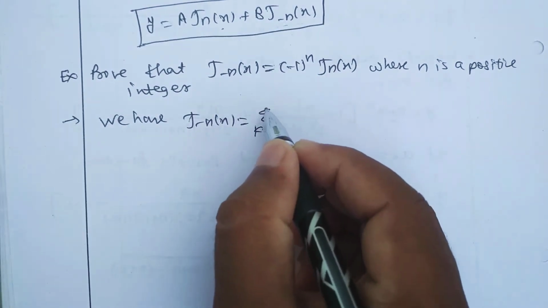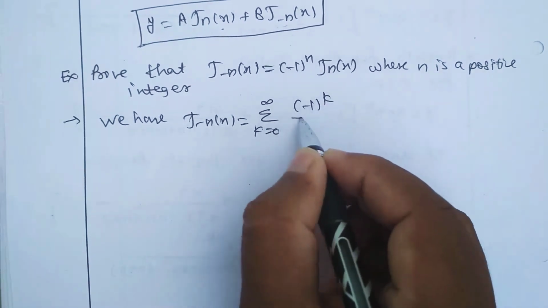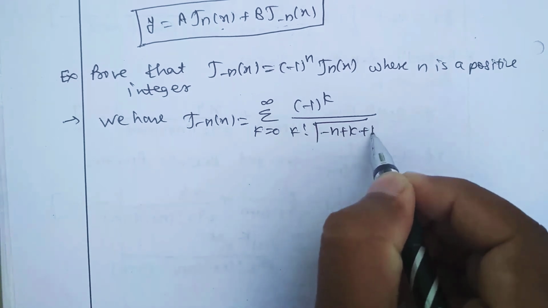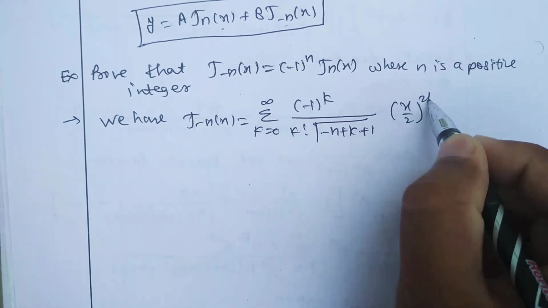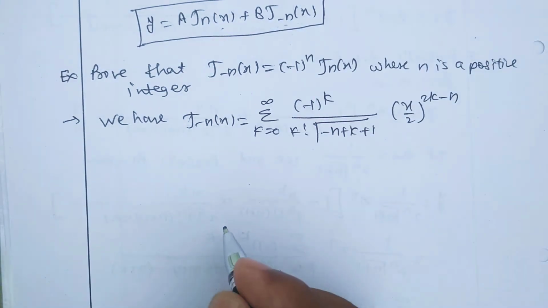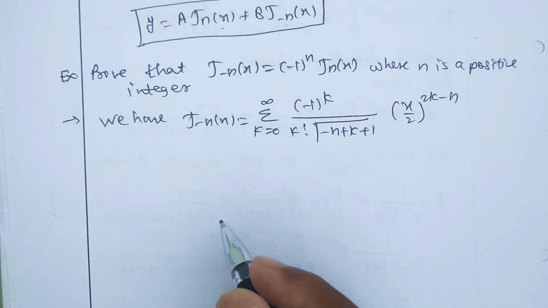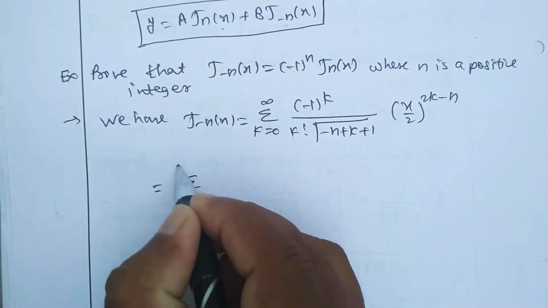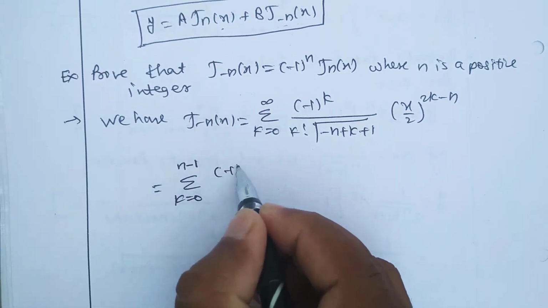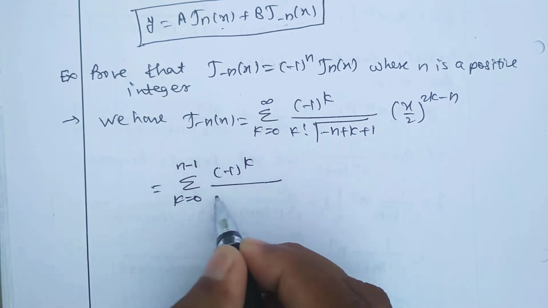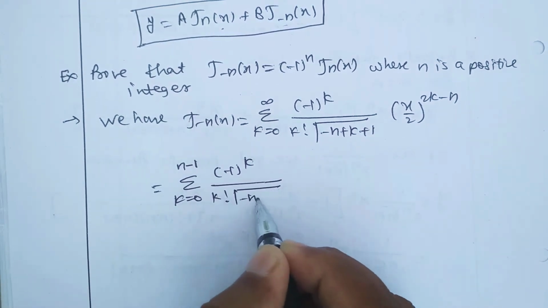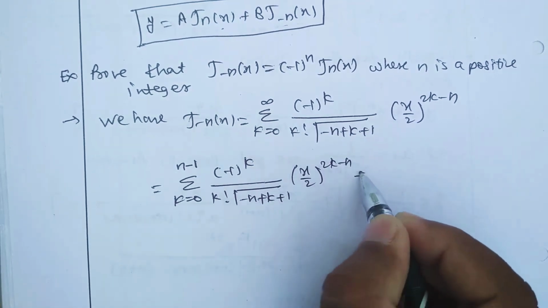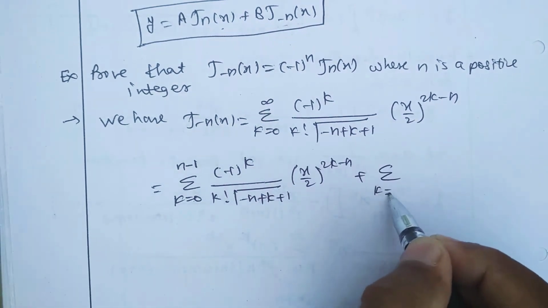it is equal to the summation, k varies from 0 to infinity, minus 1 raised to k upon k factorial into gamma of minus n plus k plus 1, upon x by 2 raised to 2k minus n. Now we are going to expand this summation, or separate this summation, for k equal to 0 to n minus 1, which is minus 1 raised to k upon k factorial gamma of minus n plus k plus 1, x by 2 raised to 2k minus n, plus the next summation, k varies from n to infinity.